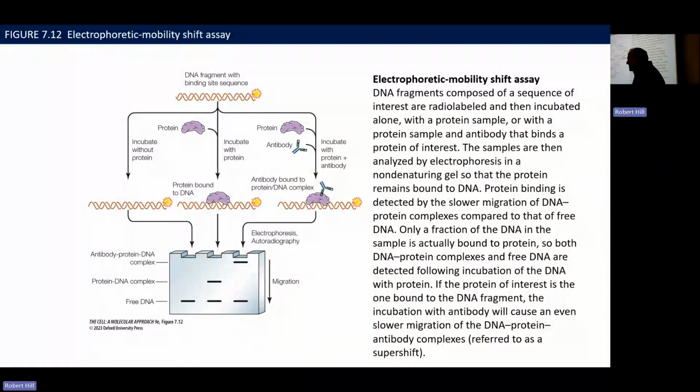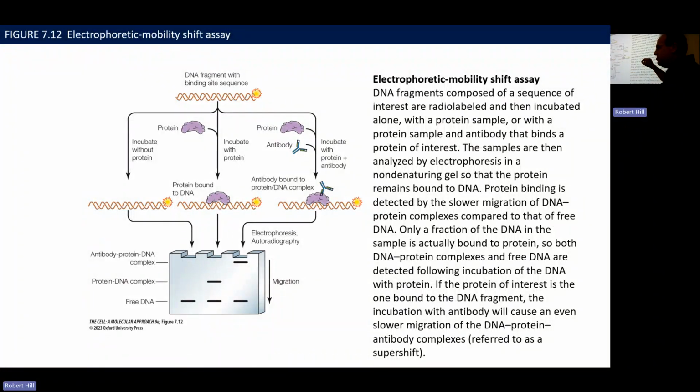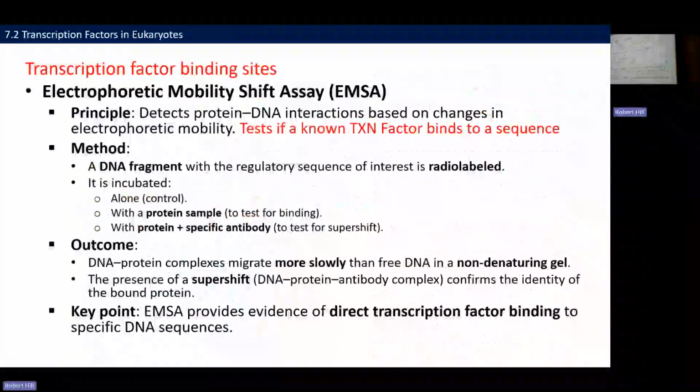So when you analyze this, this is like a PhD level procedure because you have to work with radiation. When you analyze this, you're analyzing two things. You're looking for a radioactive signal on X-ray film, but you're also looking for a signal from your antibody. So you have to actually do two separate gels at the same time. Okay, so that's EMSA, right? EMSA is testing if a known transcription factor, because you're using an antibody against it, binds to a particular sequence.